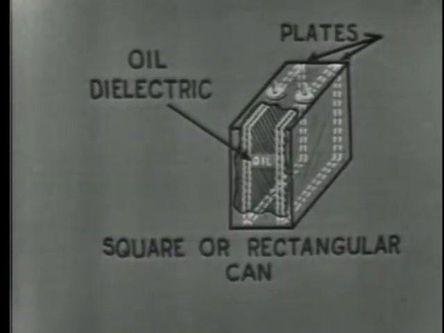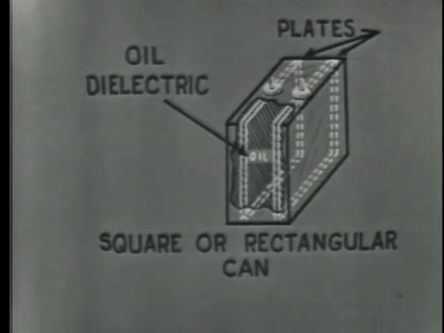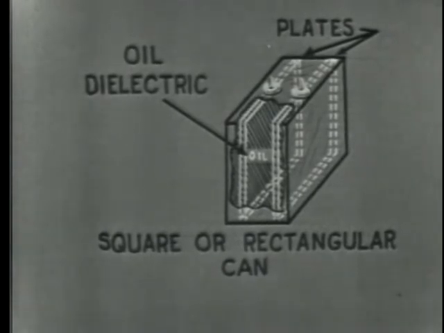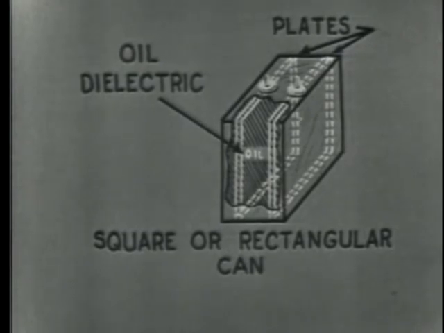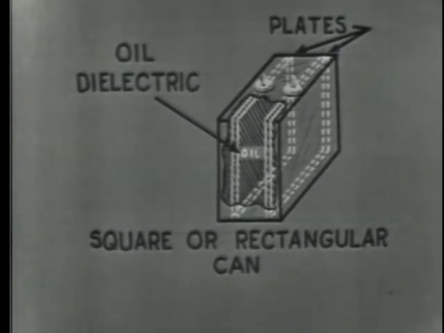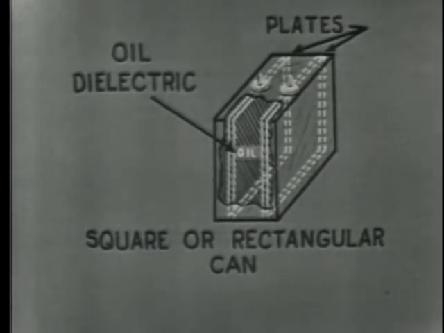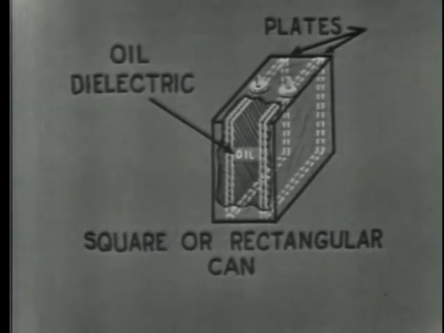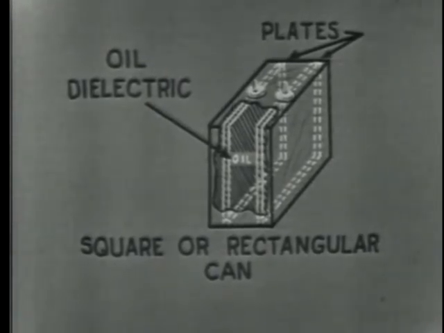Now, there's one other capacitor in a metal can which we should discuss. This one takes the shape of a square or rectangle. The square or rectangular capacitor uses oil for a dielectric. The oil dielectric capacitor provides all the advantages of the electrolytic type. That is, it has the same large capacitance and is reasonably small in size. And in addition, it has one very important advantage over the electrolytic capacitor.